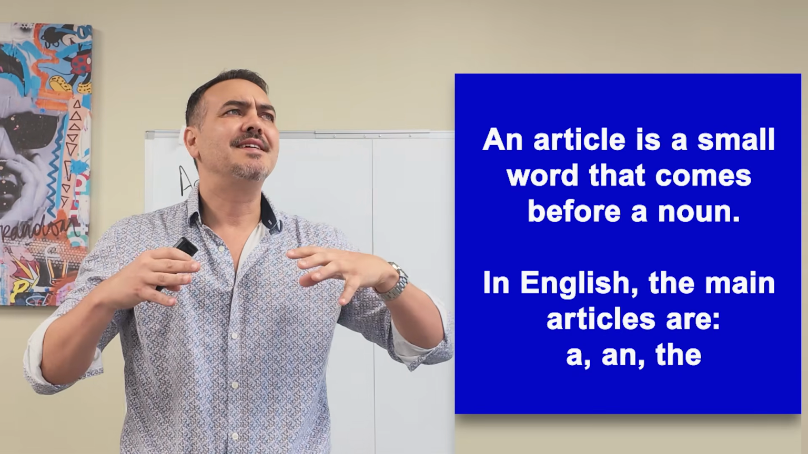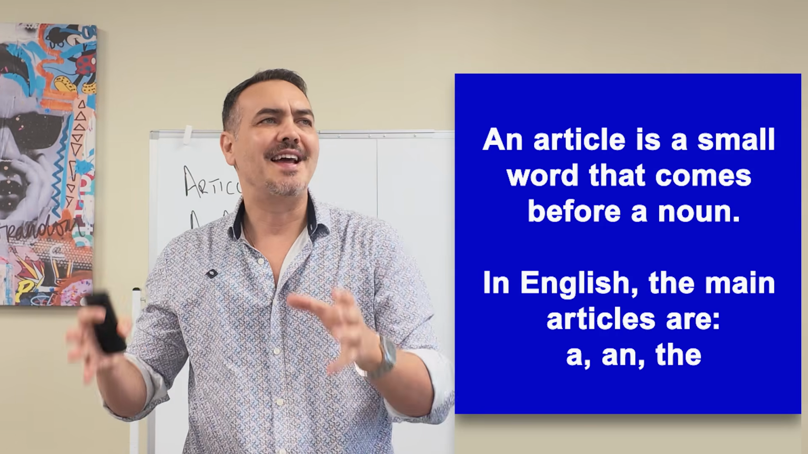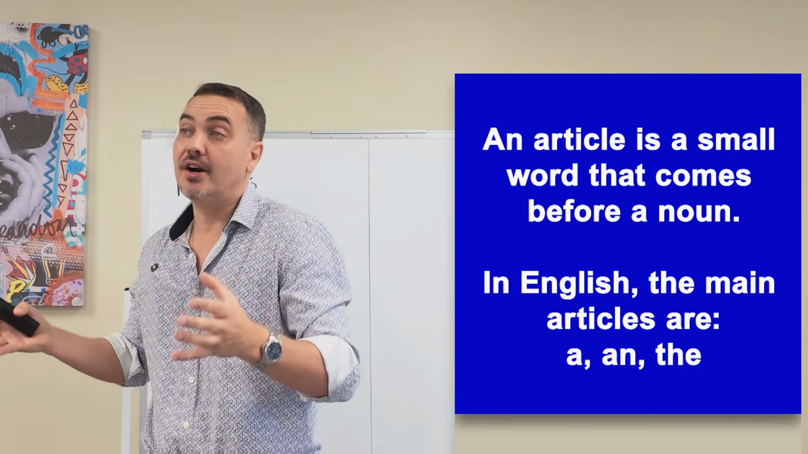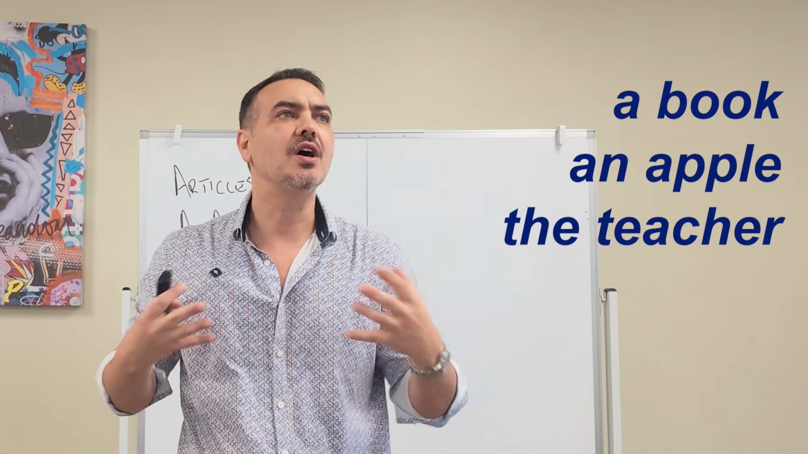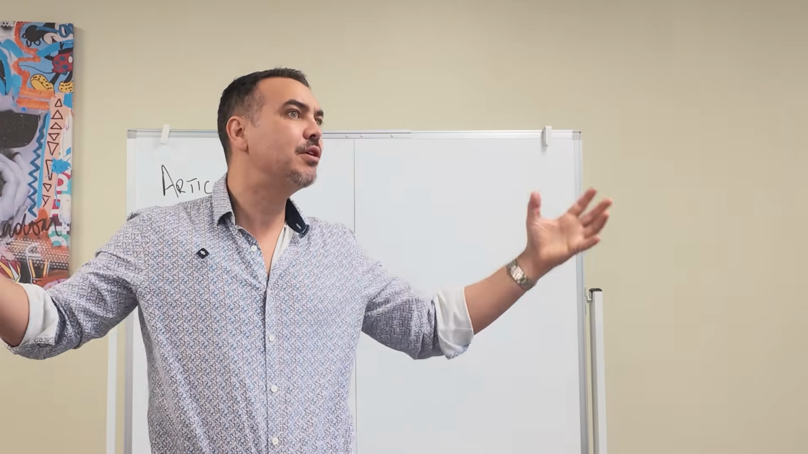So an article is a small word that comes before a noun. In English, the main articles are a, an, and the, okay? Listen to these examples. A book, an apple, the teacher. The article helps the listener understand what kind of noun we're talking about. Are we talking about any book or one specific book? Okay? Are we introducing something for the first time? Or are we talking about something the listener already knows? Okay? That's the basic idea behind articles.